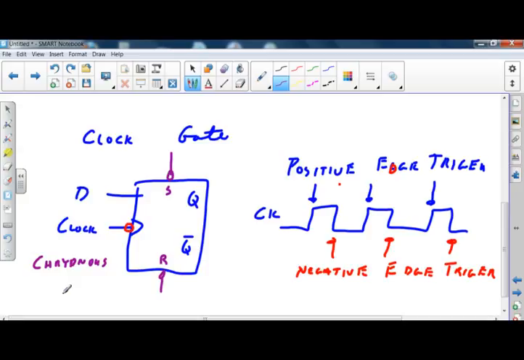Synchronous meaning that they happen with the clock. The set and the reset are asynchronous. They happen at other times when the clock isn't doing what it's doing.